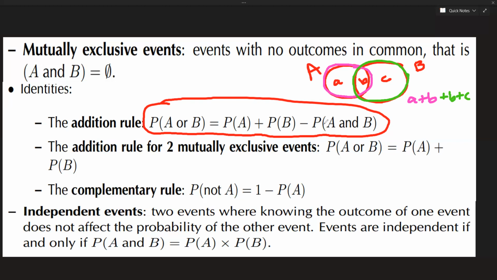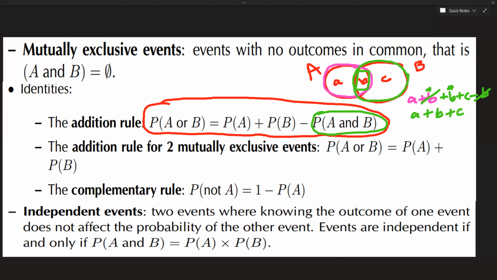And then we have to minus the probability of A and B. The probability of A and B is where the two circles meet, which is this part here, right? Why do we have to minus it? Because this part has been counted twice, here and there. Do we get it? So minus b. So this b will cancel with that one. Then I'm left with a plus b plus c, right?